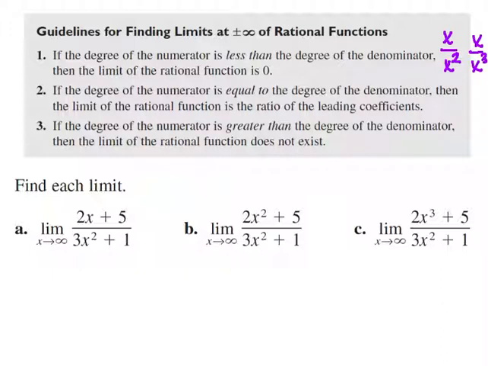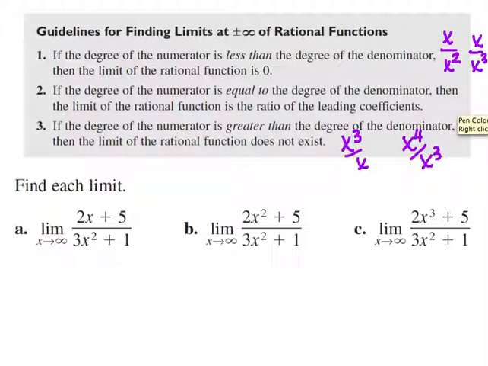So basically what ends up happening there is you cancel out your variables and you're left with whatever the numbers are. And then finally, if the degree of the numerator is greater than the degree of the denominator, then the limit of the rational function does not exist. So an example would be an x cubed over an x, or x to the 4th over an x cubed. That's what they mean by degrees. We have 3 problems that just want you to find each limit without graphing. So we're going to look at each of those 3, and apply the guidelines above.